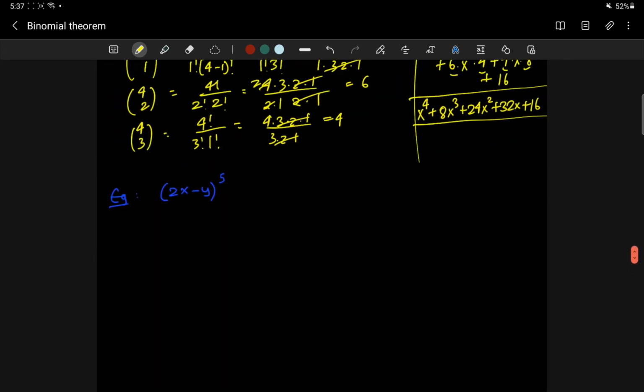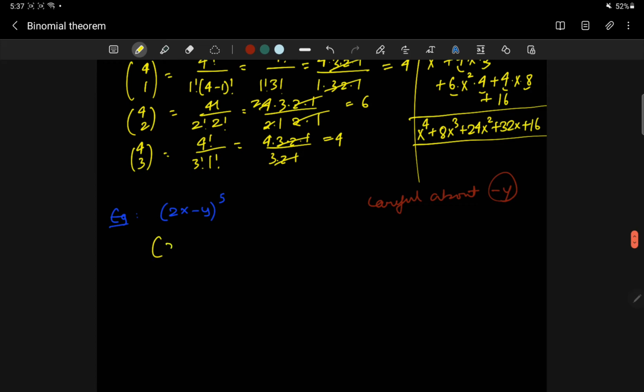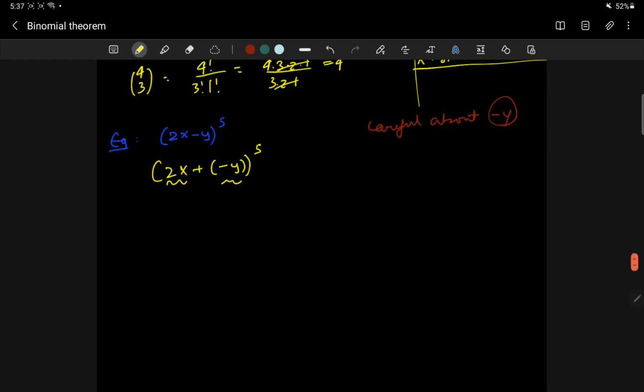Now let's look at a second example. In the second example, we have to be a little careful. We have to be careful about the negative y. So in order to make it simpler, we are going to view this as 2x plus negative y to the 5. So I'm going to treat 2x as my first term and negative y as my second term. So I'm going to have 2x to the 5 and at the endpoint negative y to the 5. I need to make the powers reduce, right?